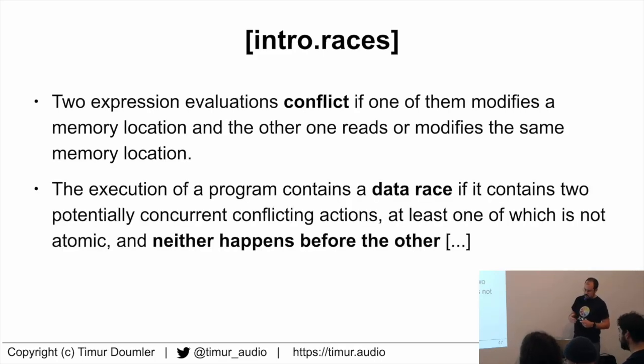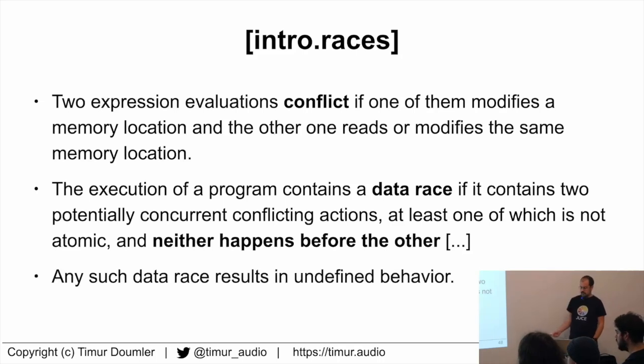And then the execution of a program contains a data race if it has two potentially concurrent conflicting actions and one of them is not atomic. This is exactly the case when you get UB, and neither happens before the other. Now that's something that means something, like this "happens before" is a special word of power. Whenever you get that, that's undefined behavior. So that's how a data race is defined in the standard.